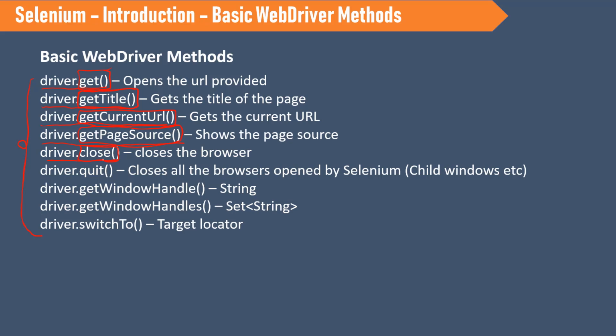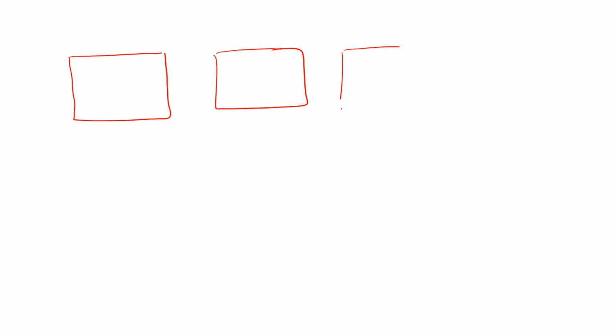So you have to use the driver.close method. And the driver.quit method is similar to the driver.close method. It also closes the browser, but it closes all the browsers opened by Selenium. For example, as part of my script, I have opened a browser here. And while running the script, I have opened some more browsers here. Let's say these are 1, 2 and 3, third browser.